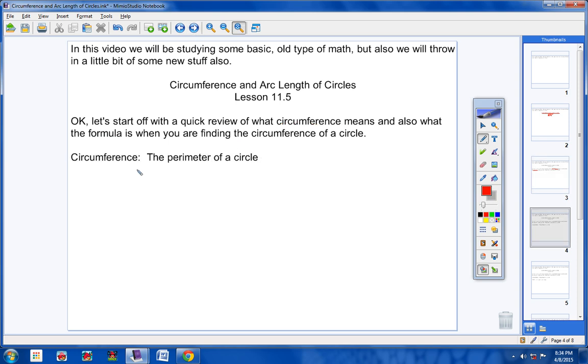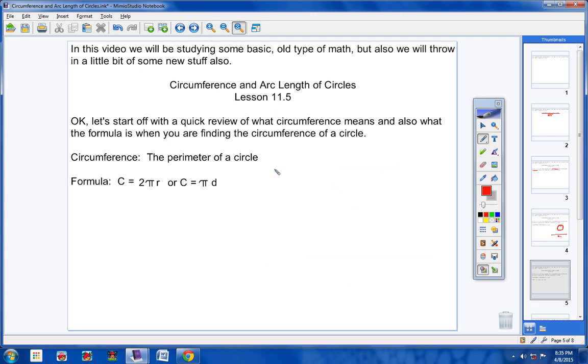If I ask you to find the circumference of a circle, I'm asking you to find the perimeter, the distance around the circle. In other words, if you were to take this circle, pretend this is a rubber band, take a pair of scissors and cut the rubber band and lay it out flat, the distance from here to here would be the perimeter, okay? So it's the distance around the circle.